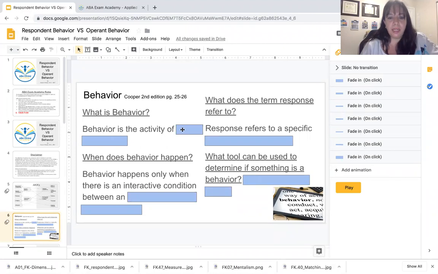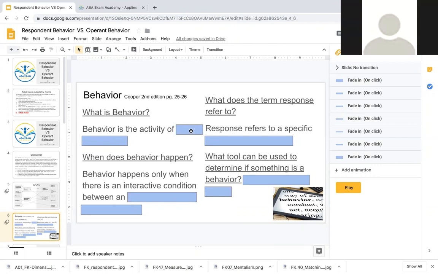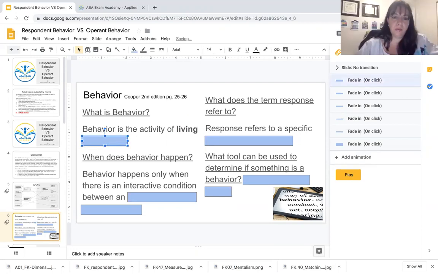Behavior is the activity of, these are fill in the blanks. So what is behavior? Tell me what goes in these blanks. Behavior is the activity of living organisms. Yes, correct.